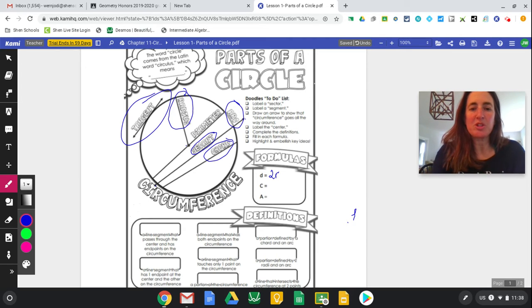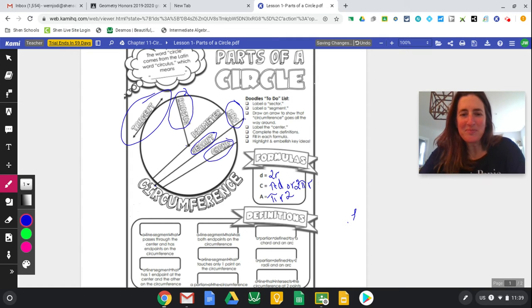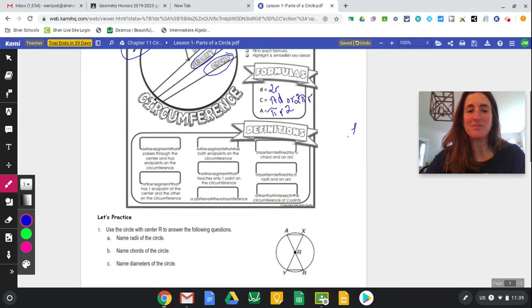Most of you guys know your formulas. Circumference is pi d, or it can be 2 pi r. And the area of your circle is pi r squared. We'll do a little practice with those later on. Okay, so again, I would ask you to read through these definitions or just print the PDF of the answer key.